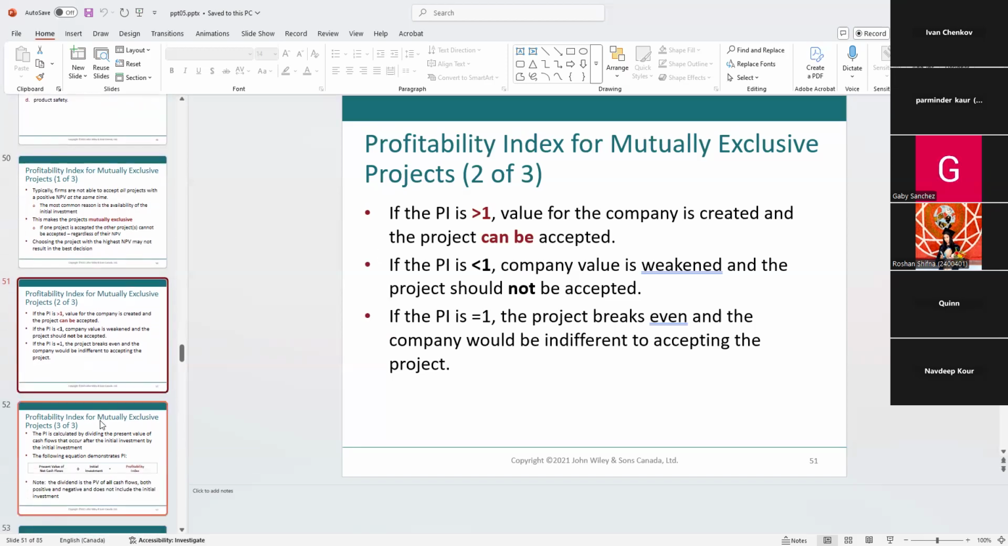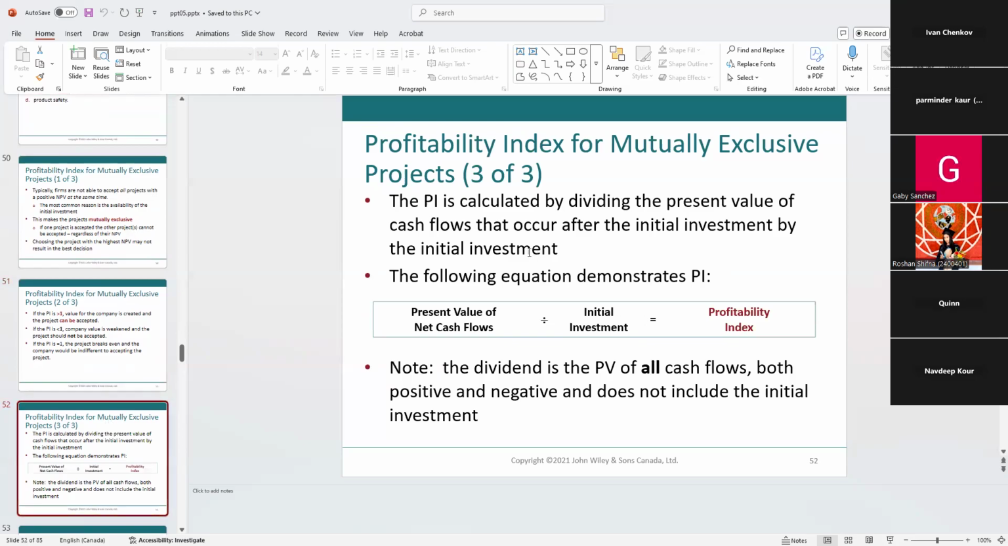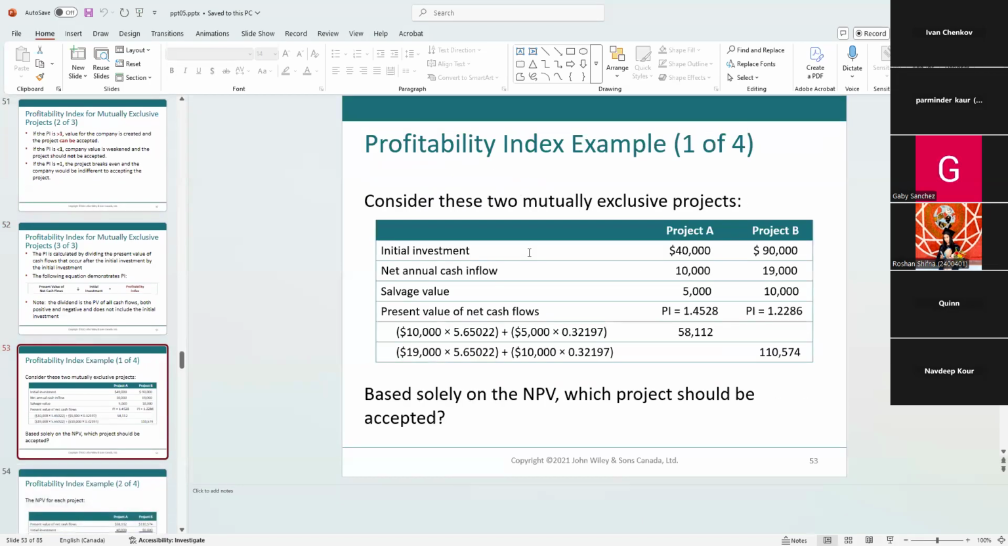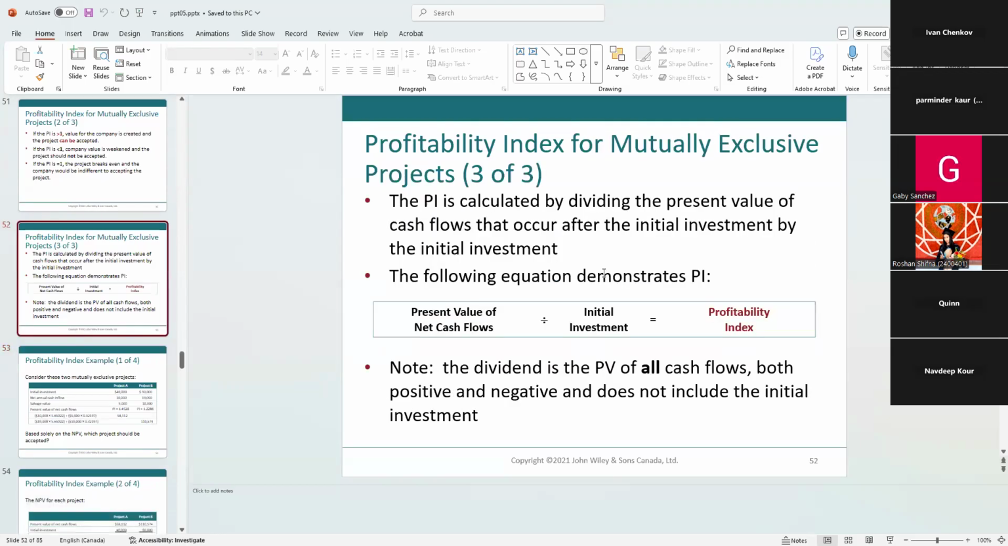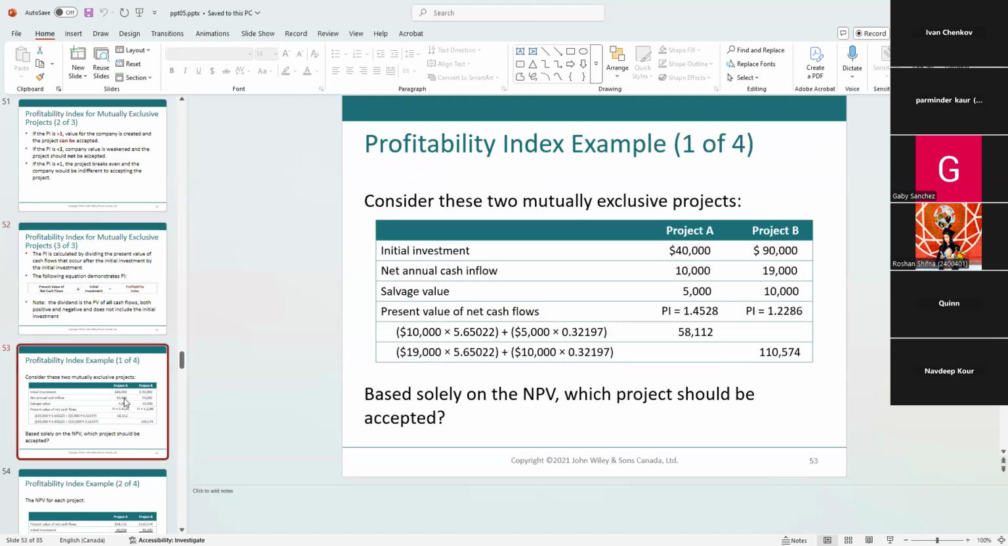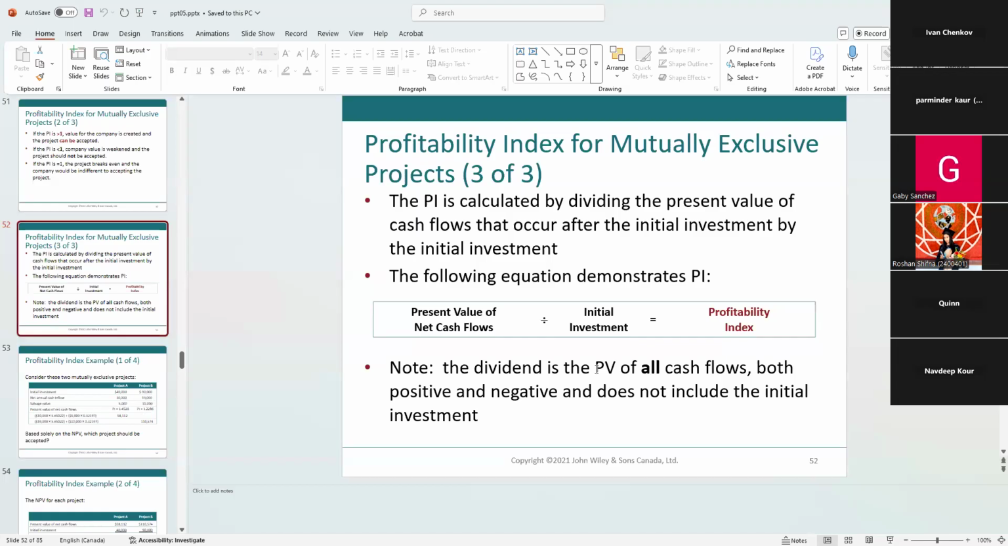So the question is, how are we going to calculate that profitability index? Profitability index is simply the present value of the net cash flows divided by the initial investment. As you can see here, we have a note that the dividend is the present value of all cash flows, both positive and negative, and does not include the initial investment. So that's the dividend, the present value.